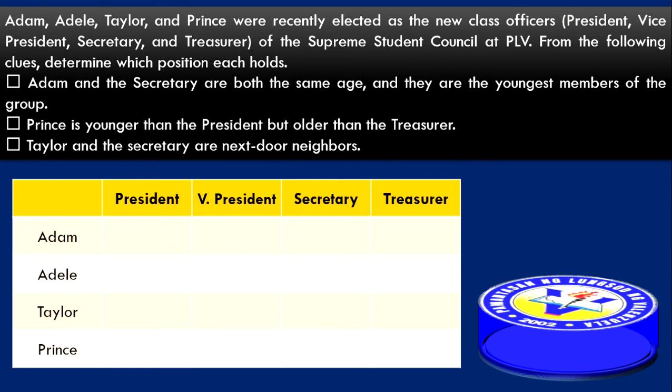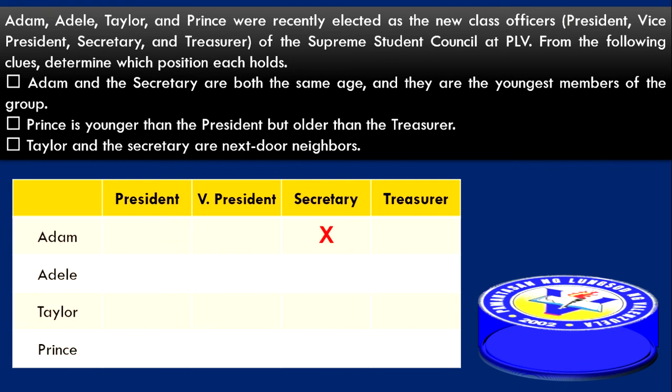And they are the youngest members of the group. So given that, we can say that Adam is not the secretary. Okay, so from the given statement, it is clearly stated that Adam and the secretary are different people. Okay, so we can cross out the secretary position for Adam.